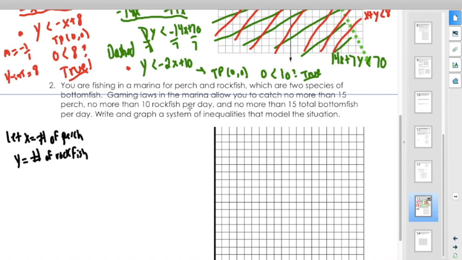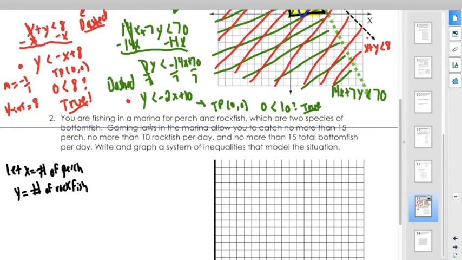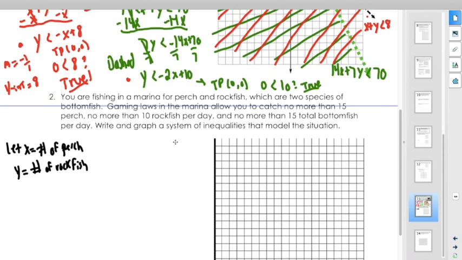Now, gaming laws in the marina allow you to catch no more than 15 perch. Think about that. It's not going to be an equation. It's not being combined with anything. It's not combining perch, marina, bottom fish. It's just saying you can't catch any more than 15 perch. Well, if x represents perch and I can't catch any more than 15 or less, it's going to be x less than or equal to 15. You can't catch no more than 10 rockfish per day, so that's going to be, if y represents rockfish, y less than or equal to 10.